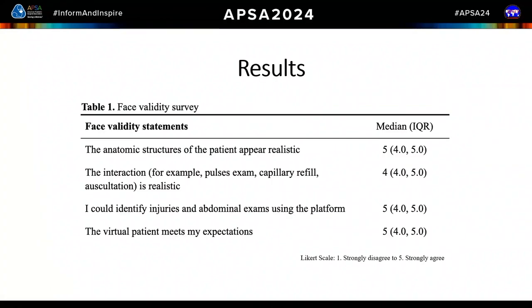And you can see the results. This is a Likert scale. 1 strongly disagree, 5 strongly agree. You can see for the face validity, the anatomic structures were really realistic. The interaction was good. Most of the physicians agreed that they identified all the injuries, and the virtual patient met their expectations.